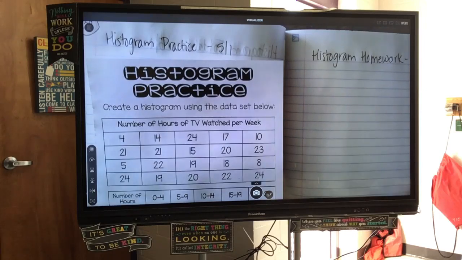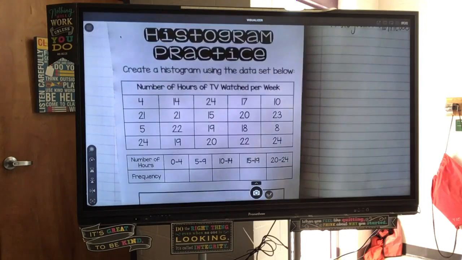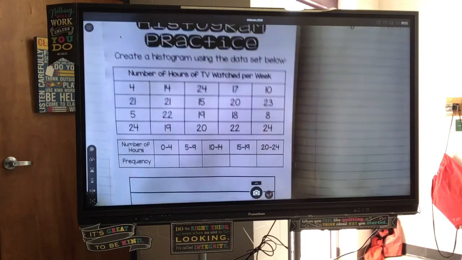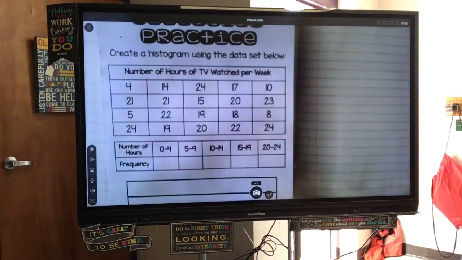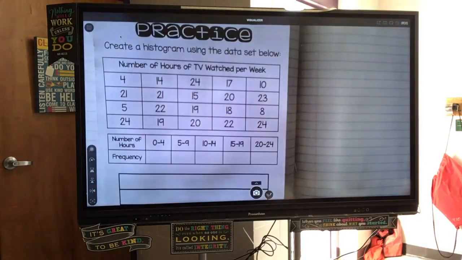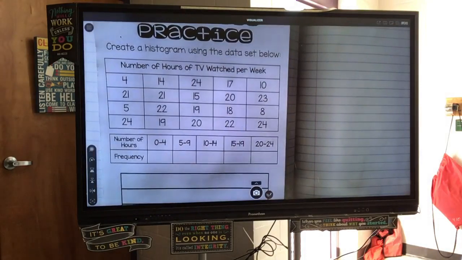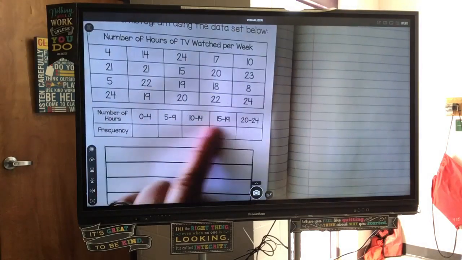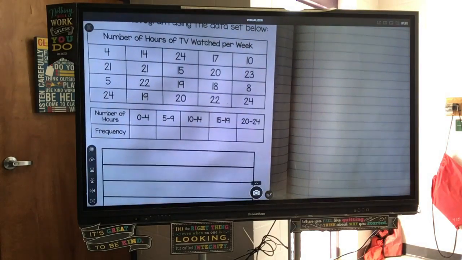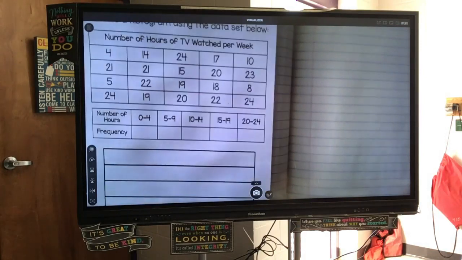All right, so it says create a histogram using the data set below. So this is the number of hours of TV watched per week. So it gives us our data. The next thing about histograms, you don't have to put your data in order, do you? You just look at your data and pull that information out. So they've already given you a range. What is the range, or the class width, sorry? Like, how many numbers? Say it that way. Kylie.